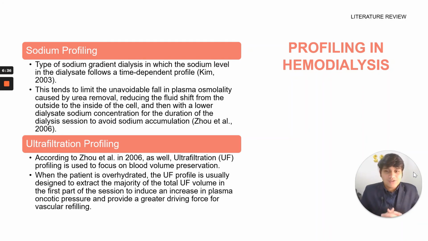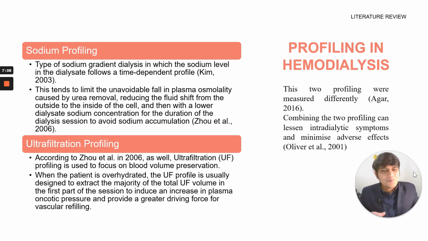Ultrafiltration profiling, according to Zhao back in 2006, is used to focus on blood volume preservation. Blood volume is directly related to blood pressure, which we will use as a target for the prediction model. When the patient is overhydrated, the UF profile is usually designed to extract the majority of the total UF volume in the first part of the session to induce an increase in plasma oncotic pressure and provide a greater driving pulse for vascular refilling. So these two profilings, as mentioned in the introduction, were measured differently. Combining these two profilings lessens interrelated symptoms and minimizes adverse effects.